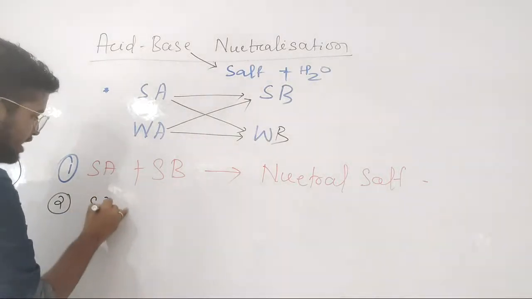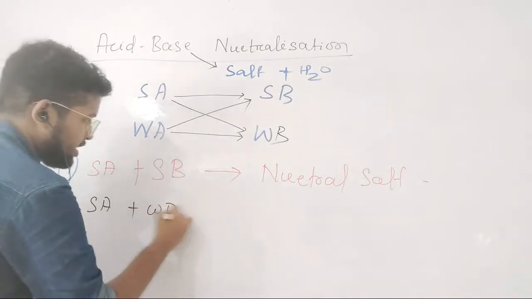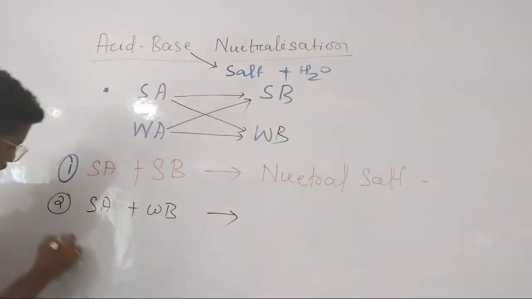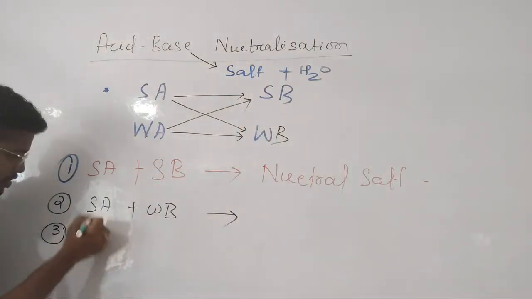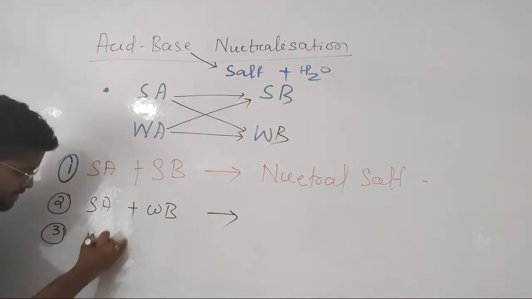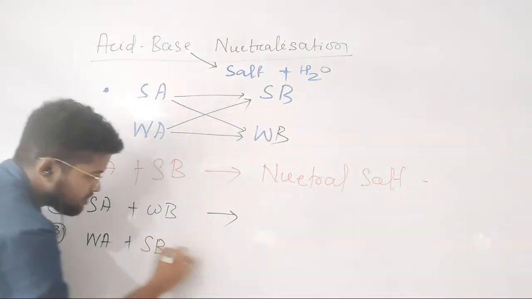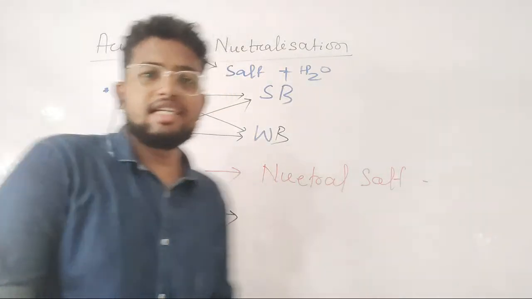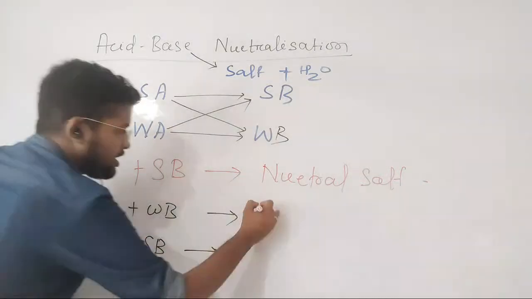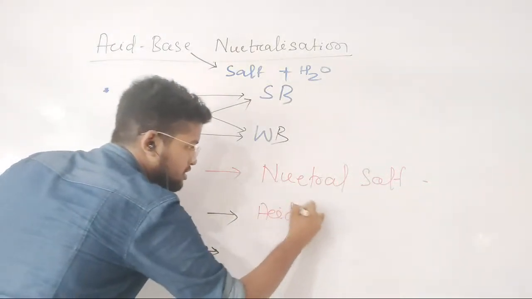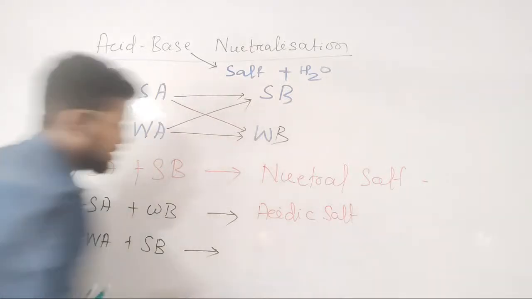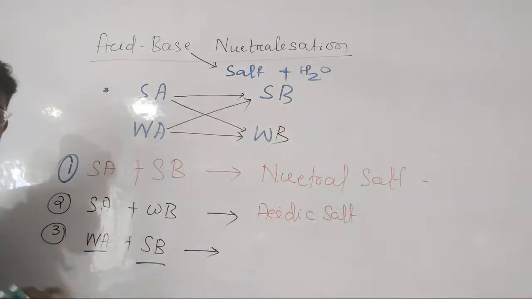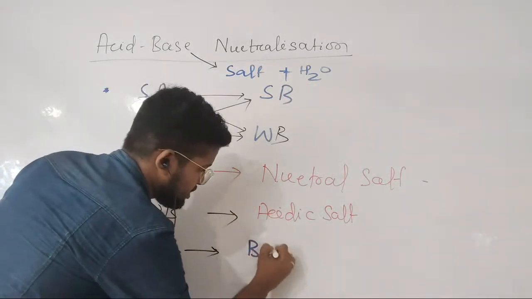So again, strong acid can react with a weak base. So what will happen? What will be the nature of that salt? In the third case, a weak acid can react with a strong base, right? What will be the nature of that salt? Acidic salt. Very good, Rajkumar. So here this one will be acidic salt, and a weak acid plus strong base, that salt will be basic in nature.